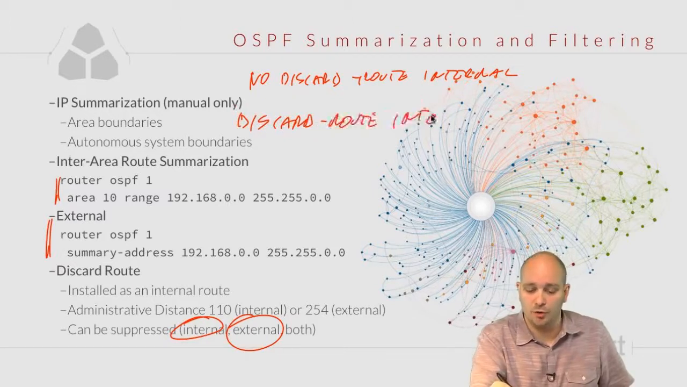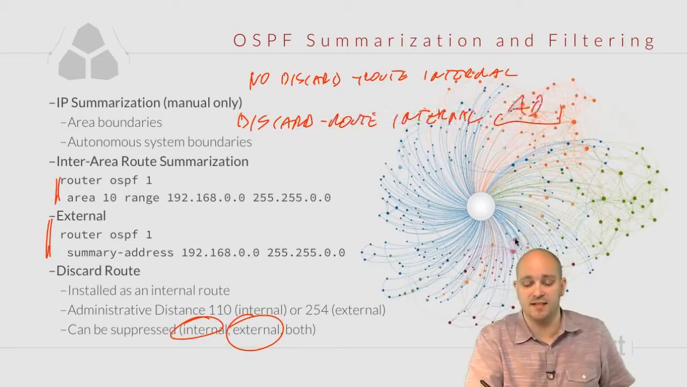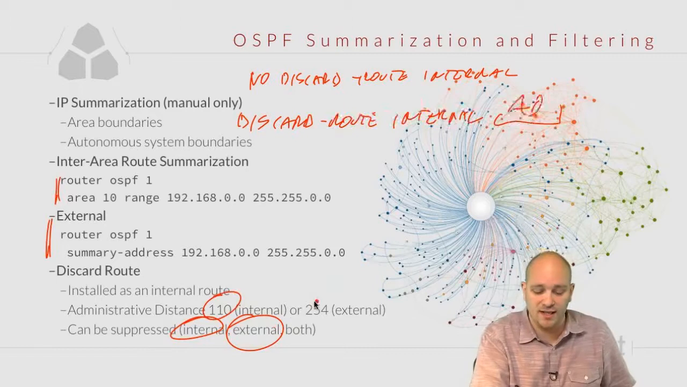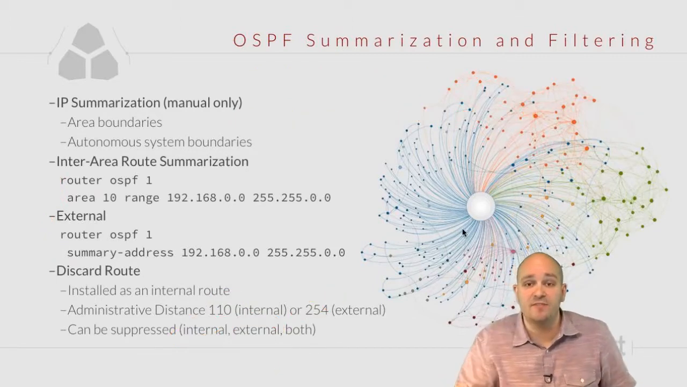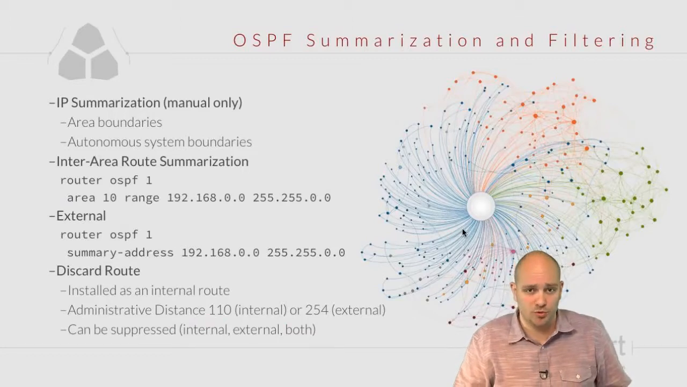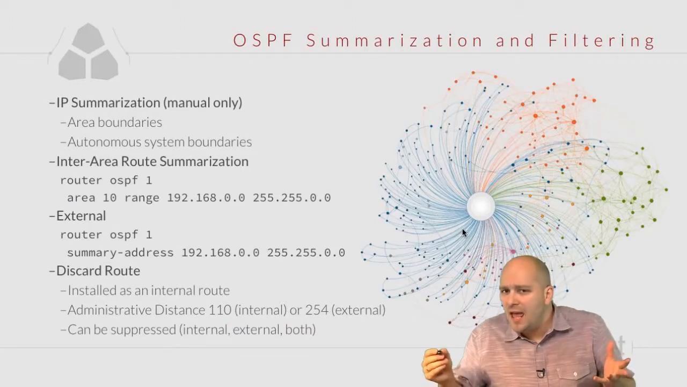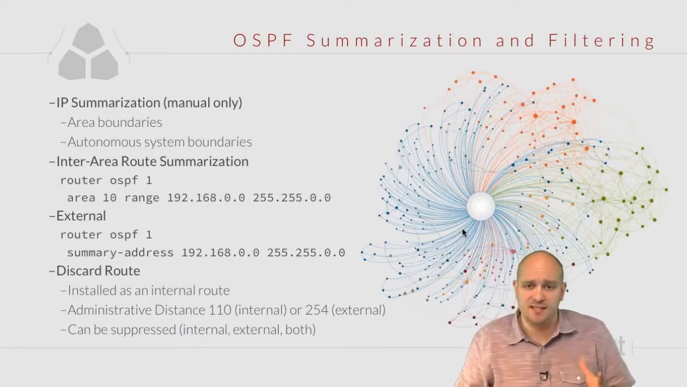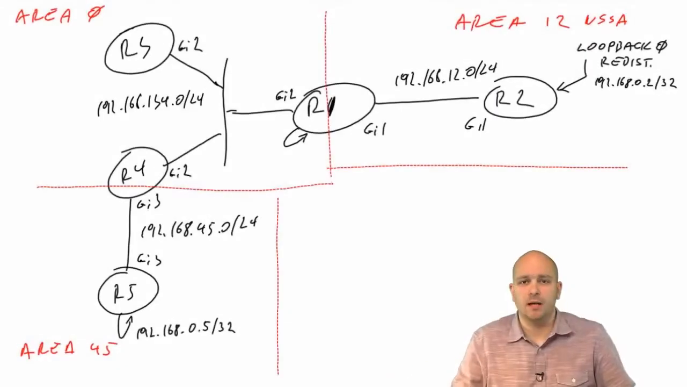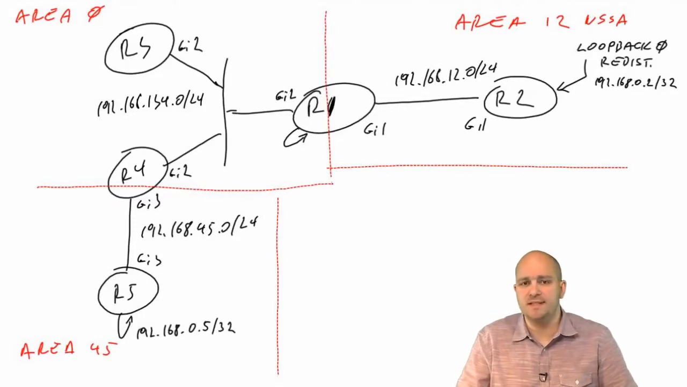I can use the similar syntax, discard-route, for example, internal, and I can specify the admin distance that I want to use. If I don't like 110 or 254, which are the default ones, I can actually specify the admin distance that I want to use for my discard route. But enough talk about this. Let's take a look at this stuff in action. The network that I'm going to use is going to be the same network that I have used and built in the previous OSPF examples.